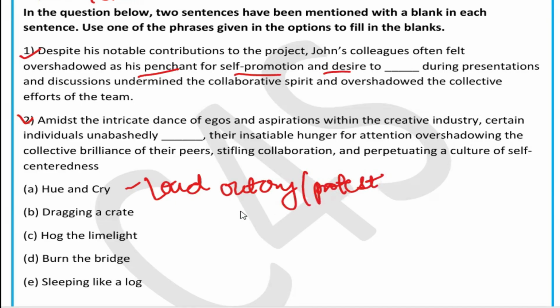of this phrase, and it is not suitable here because the sentence seeks attention. The context is generally talking about seeking attention or being self-centered, and it doesn't show any public complaints related to this. So this idiom is out of the picture. Next is dragging a crate. Dragging a crate is not actually a common idiom, but it suggests a very slow or laborious task. It's related to labor or work.